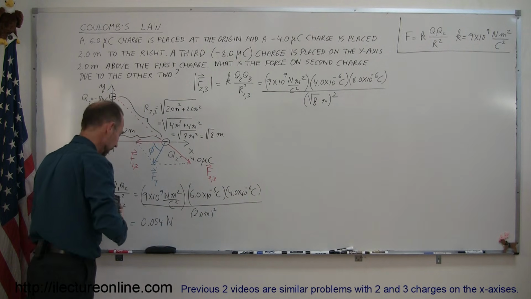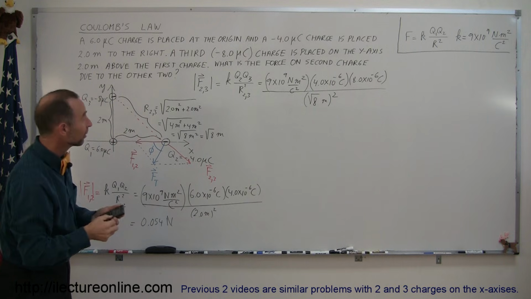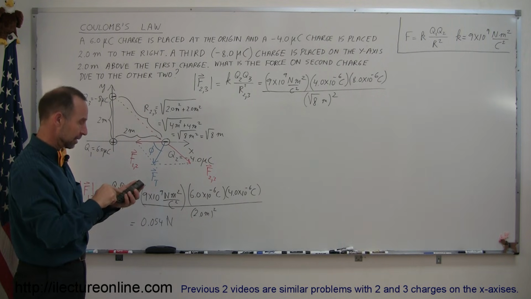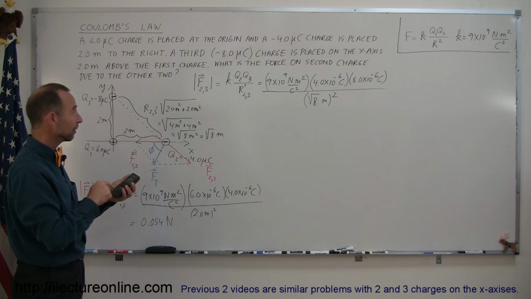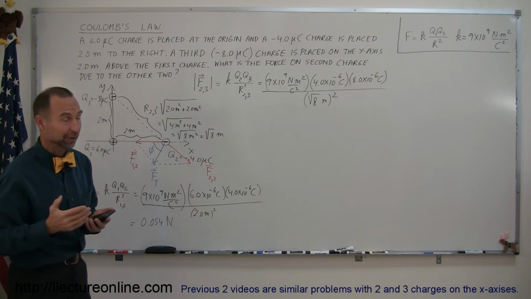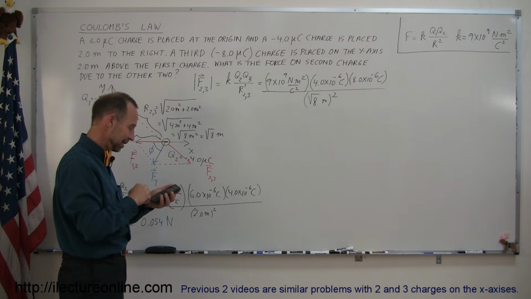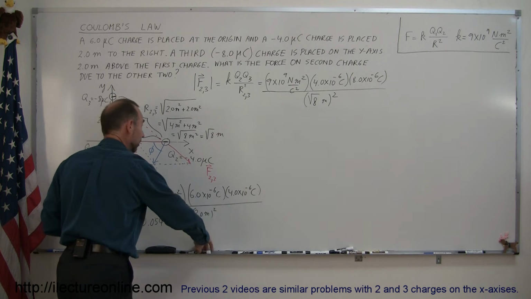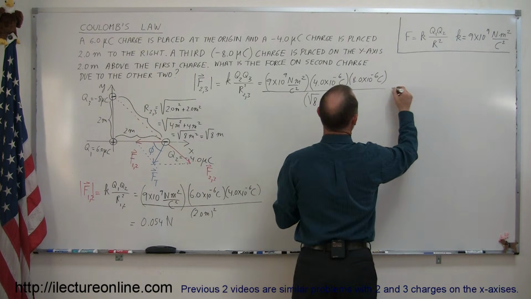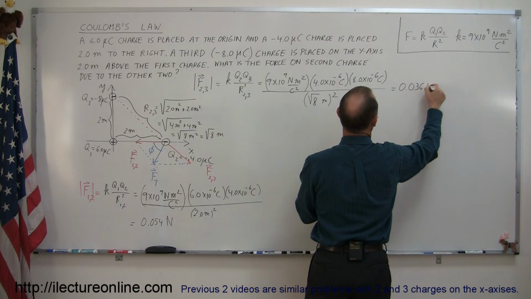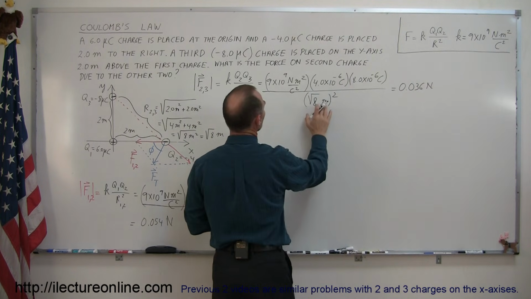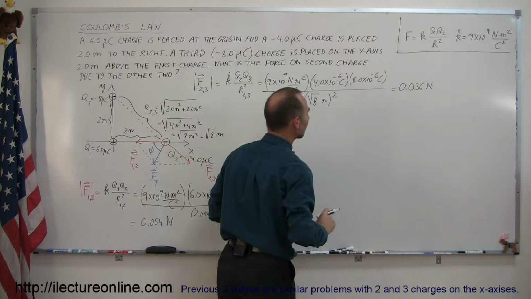All right, now we can go ahead and use our trusted calculator to find out what that is. 9e to the 9th times 4e to the minus 6 times 8e to the minus 6 equals, and then divided by the square root of 8 squared. Of course, the square of the square root of 8 is 8, so divided by 8 equals, and the magnitude there is equal to 0.036 newtons. Again, the meters squared cancel out and the coulombs squared cancel out.